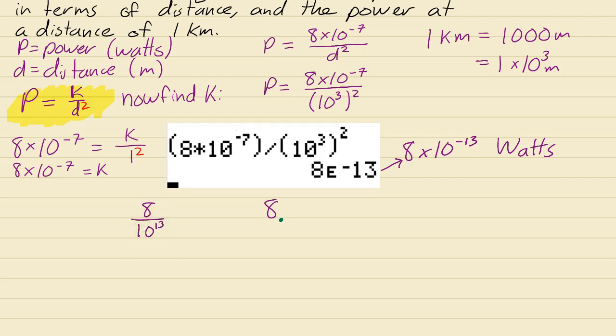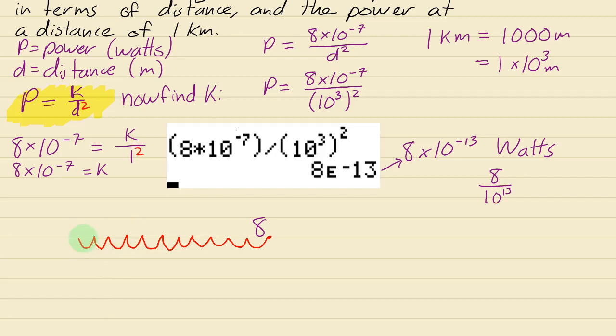So dividing by powers of 10 generally makes them smaller. So I'm going to take that decimal point here, which started out as right here, and we're going to move it 13 places over. 3, 4, 5, 6, 7, 8, 9, 10, 11, 12, 13 is where it should go. So we're going to have 0.0000000000008 watts.